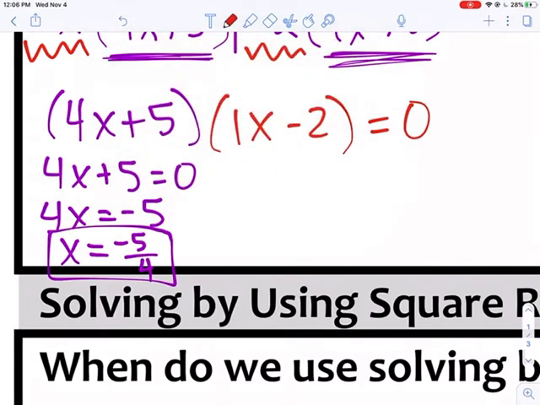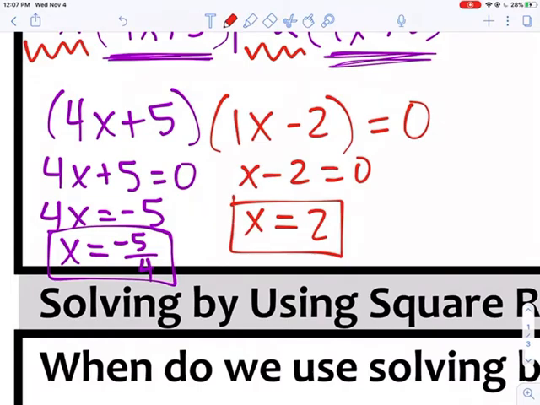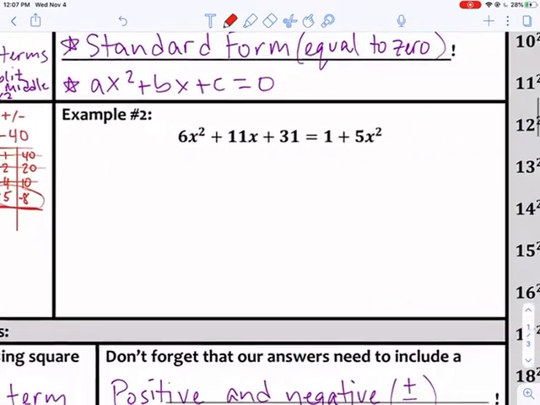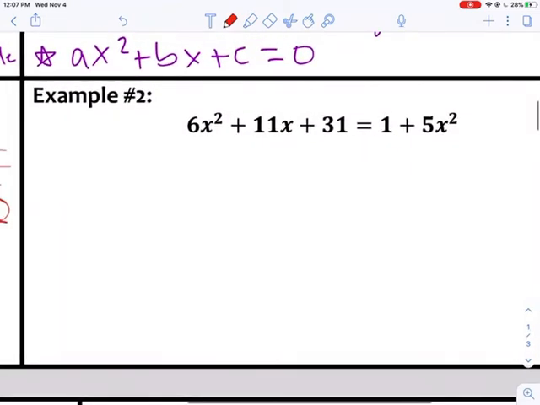And then in the red, if I have 1x minus 2 equals 0, all I have to do is add the 2 to get my final answer of x equals 2. So there's a little split the middle practice for you guys. Watch that a couple times and make sure you're still okay with it.